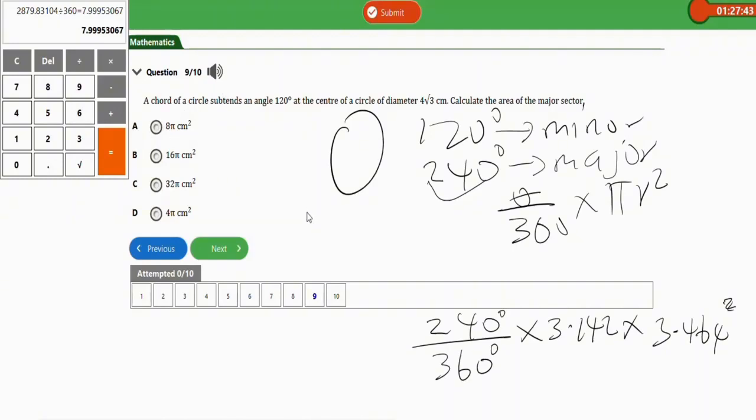This is basically how you can deal with problems involving area of sector and segment of a circle in geometry for your JAMB Maths. These are repeated questions we practice with.